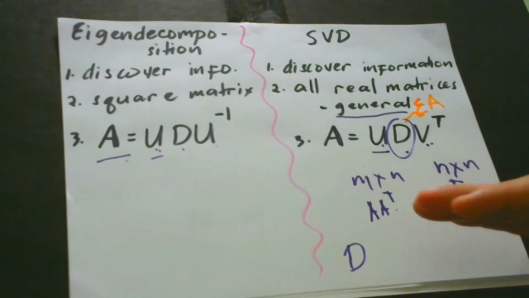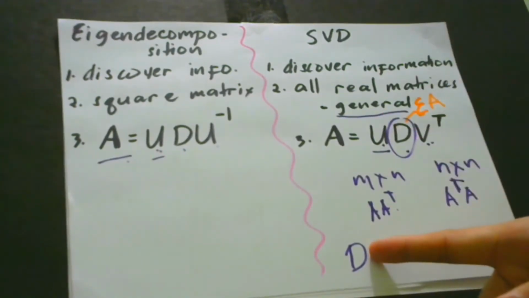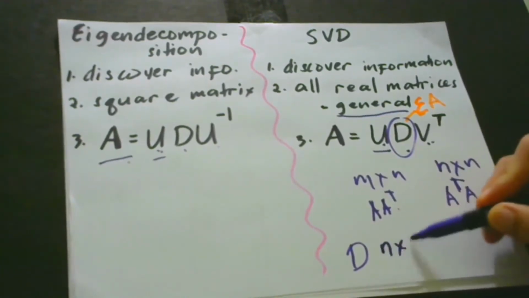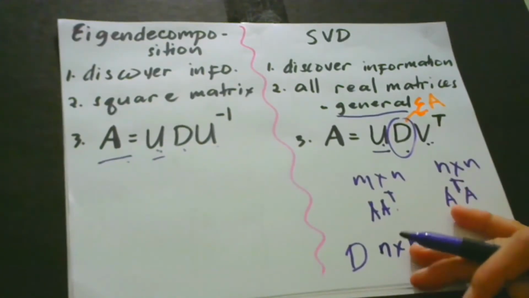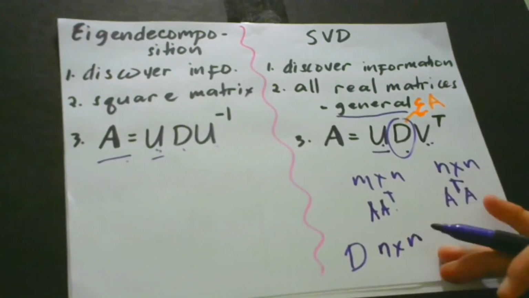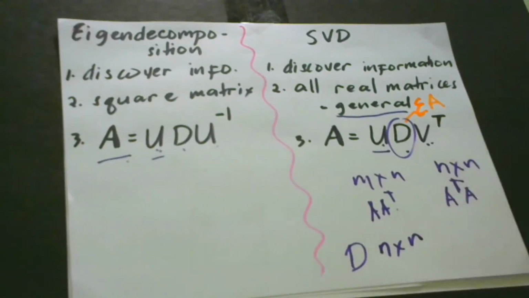As you notice, we are not yet done with D. D is an n by n matrix too, and this is a diagonal matrix, which means it has non-negative real values, which are called singular values.